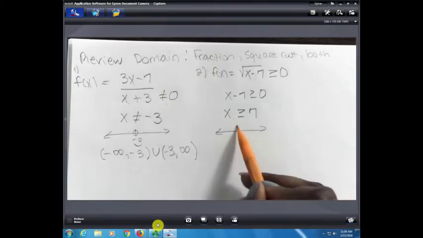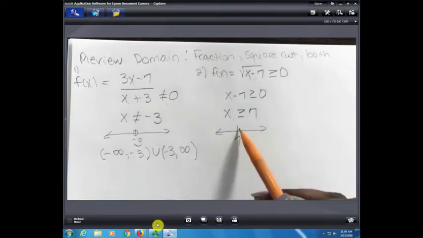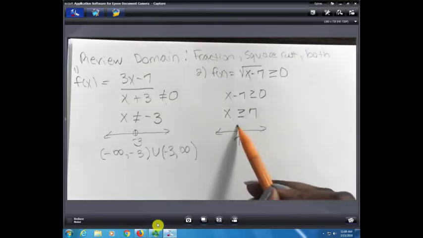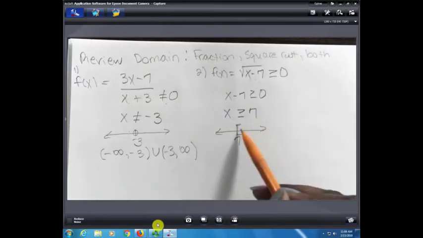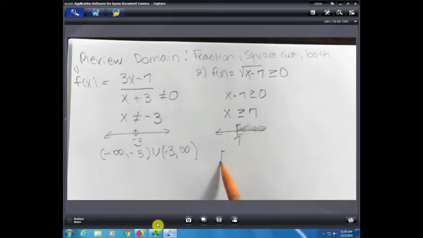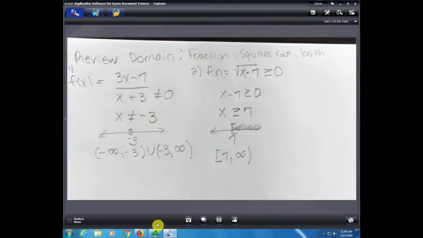So if I'm looking at this one, I need numbers that are greater than or equal to 7. So that's a bracket at 7, all the way to infinity. So this is my domain for 2. So I'm including that 7 and also numbers bigger than 7.